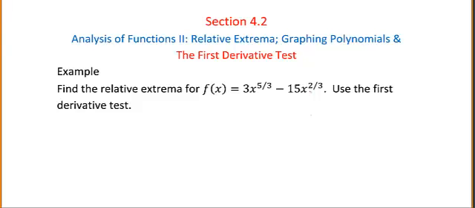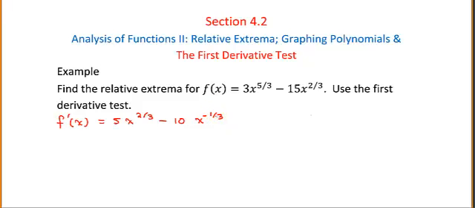And so the first thing, of course, is we start to look for critical points. That's going to be where the first derivative is either 0 or undefined. So let's take the first derivative. I'll have 3 times 5/3, that'll be 5x to the 5/3 minus 1, which is 2/3, minus, let's see, 15 times 2/3, well, 15 divided by 3 is 5, times 2 is 10, so minus 10 times x to the 2/3 minus 1, which is negative 1/3.